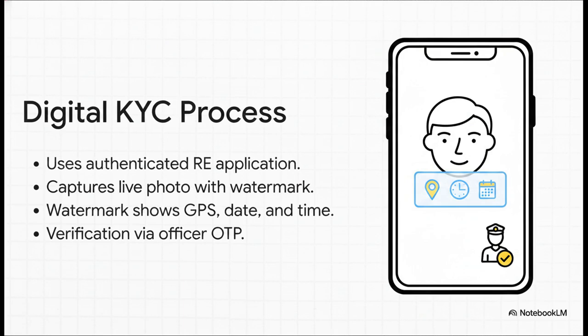And guys, this isn't just snapping a picture on a smartphone. It strictly requires using a controlled, authenticated application provided by the regulated entity. The app captures a live photo of the customer and their original document and immediately embeds a watermark. This watermark is completely non-negotiable. It has to include GPS coordinates, the exact date and time, and the employee's unique code to definitively prove exactly where and when the verification happened. This drastically cuts down on fraud.